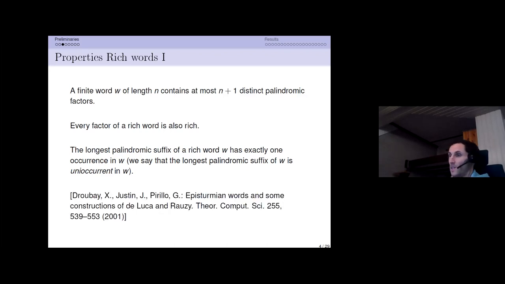I think, yes, here is the reference to the paper where you can find these properties. I think including the proofs also, or at least there is a reference to another paper with the proof. But all these properties which I used in the paper can be found in the reference paper from the authors Droubay, Justin, and Pirillo. I hope I pronounced the names correctly. By the way, the concept of richness and rich words is quite a new concept. You may see the reference paper appeared in 2001, and the rich words are not much older than this. So this is quite a new topic.